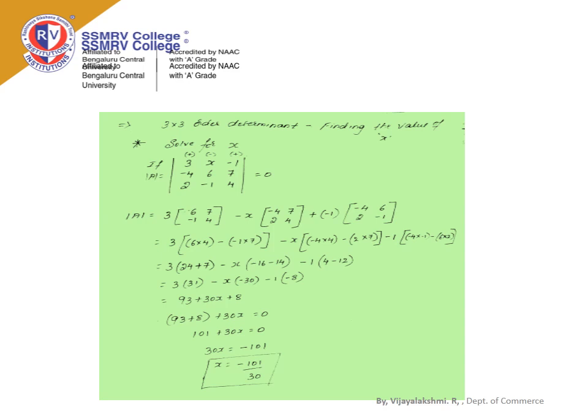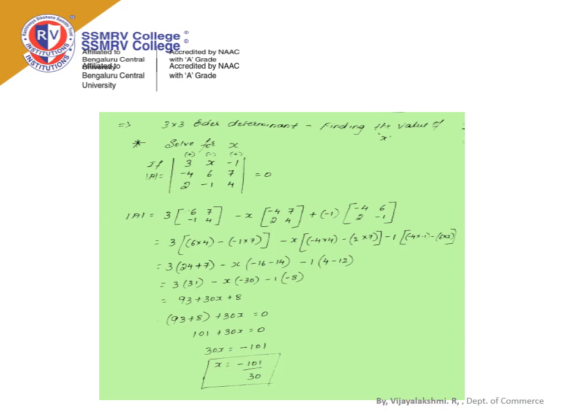Determinant A is equal to 3 into, please do remember we are taking the first row items. To calculate the determinant, we need to remember the positional sign. For 3, the positional sign is plus. For x, the positional sign is minus. For minus 1, the positional sign will be plus. That is plus into minus 1, again it will be minus 1. Plus into minus 1, again it will be minus 1.